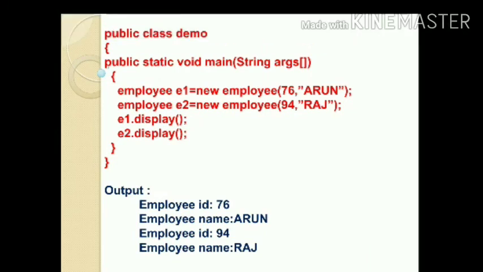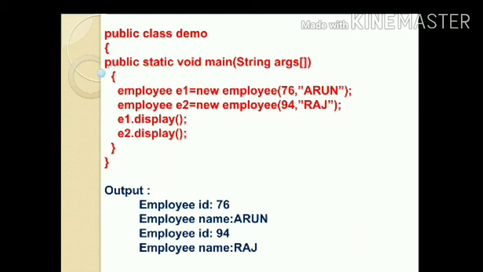So this is the main class. Demo is the name of the main class file. This program should be saved in demo.java. The output of this program is, the first output is employee ID is 76, employee name is Arun. The second output is employee ID is 94 and employee name is Raj.